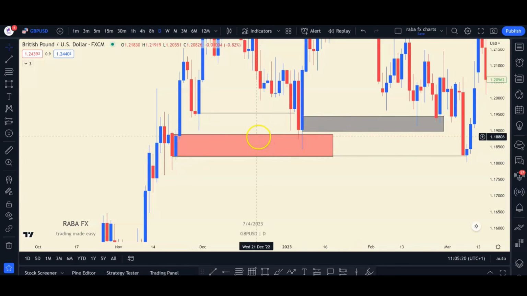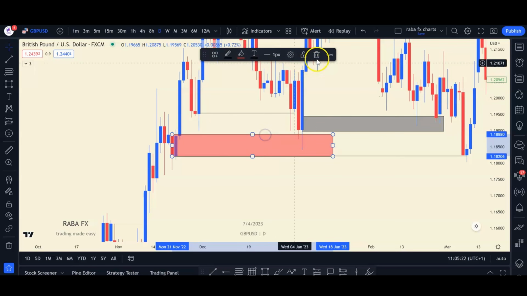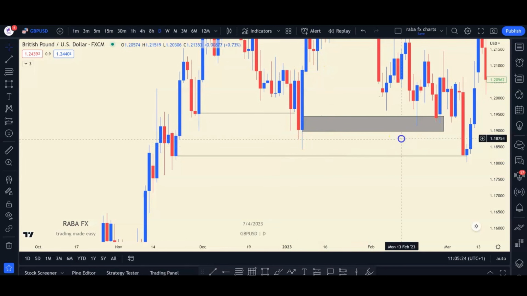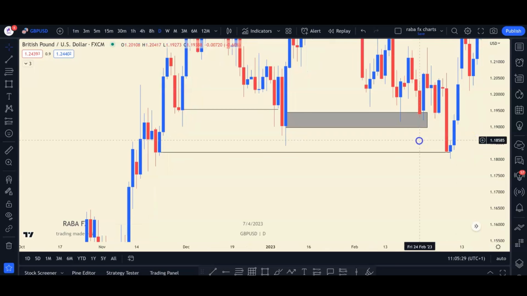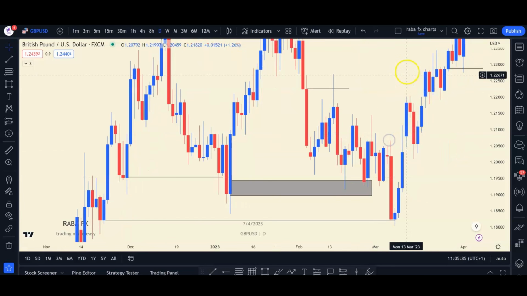So what do you need to do? That makes this low an inducement. You wait for price to take out that low before you start looking for your trade entry. You can see it took the low, came back into the open price before price moved to the upside.